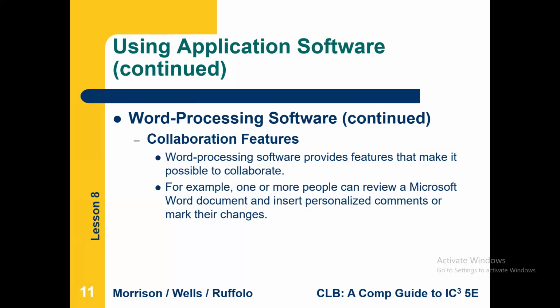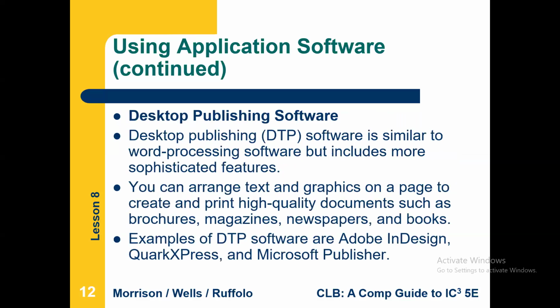Then we have some collaboration features. Word processing provides some features that make it easier for us to collaborate. An example is that people can review a Microsoft document and insert personalized comments or mark their changes. Sometimes you send your work to your supervisor, and your supervisor would like to make some corrections in your Word document. So you can add comments and so on. Those are the collaboration features that the word processing software helps you to do.